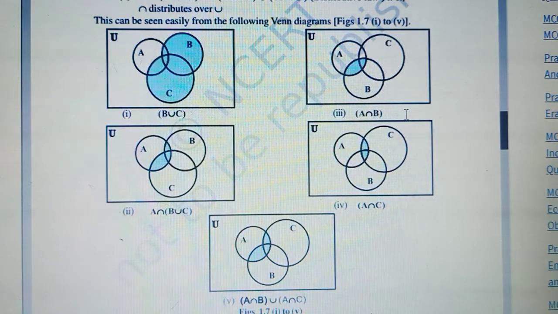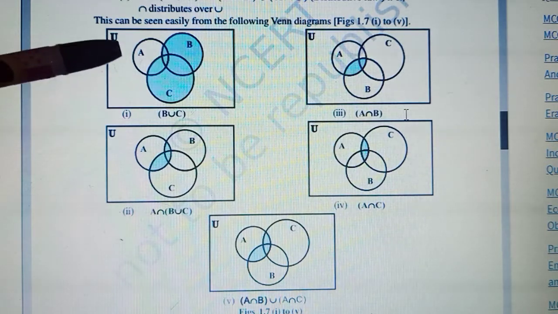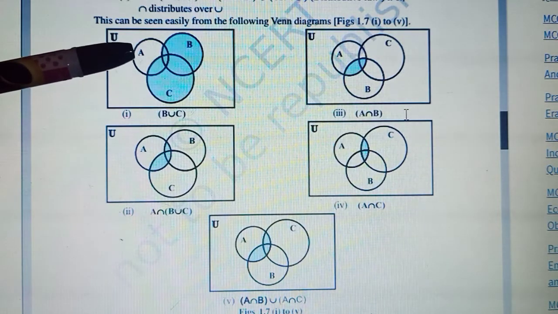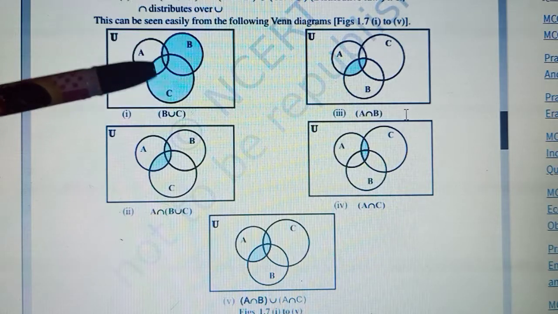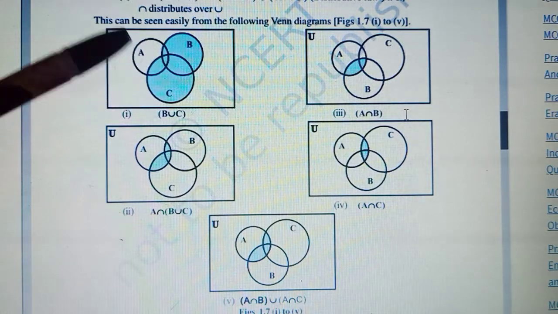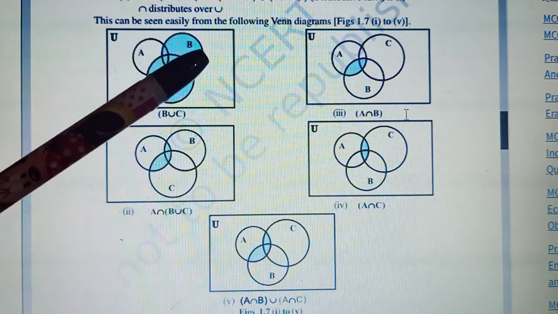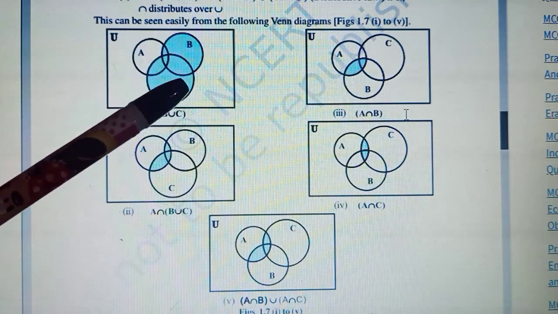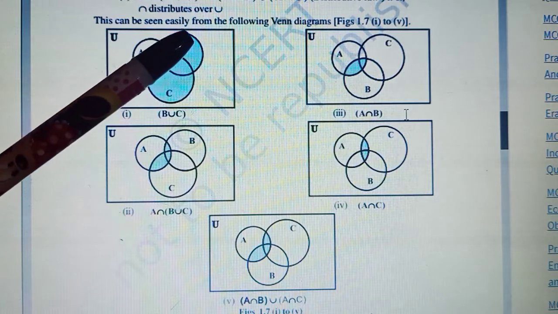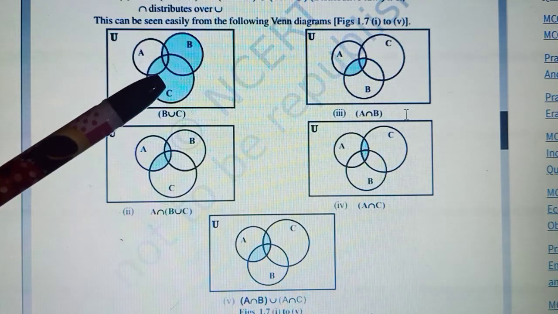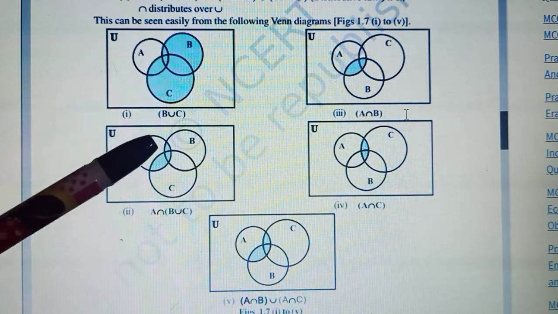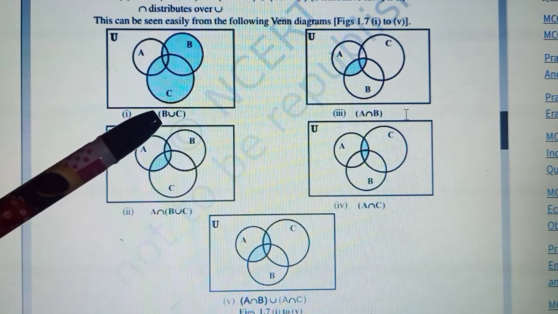Now children, next what you can see is how we can use Venn diagrams to show particular operations, like they've shown you here. Suppose this is a universal set having sets A, B and C. These are overlapping sets. We show operations by shading. When I have shaded this whole, this means B, and this means whole of C. So this would be B union C. We have combined B and C together. So this represents B union C.